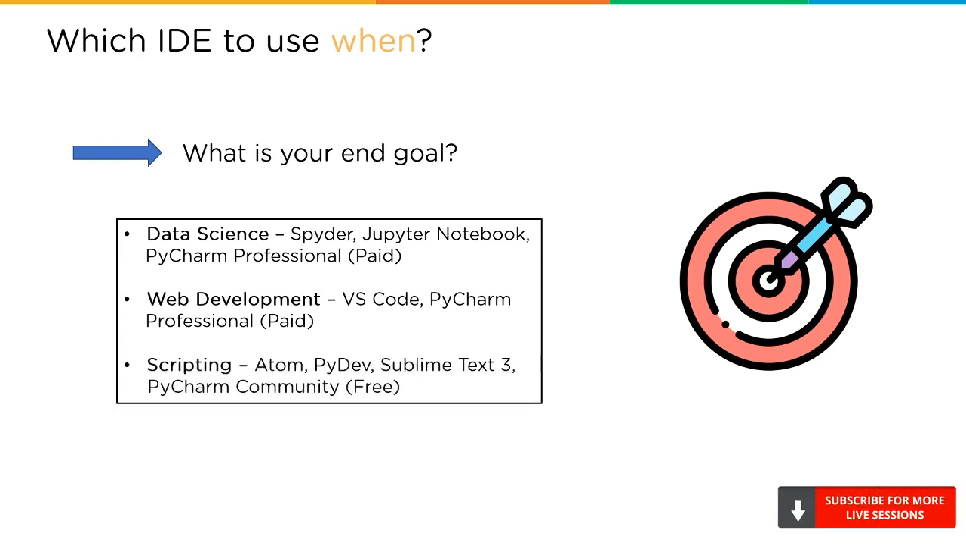Followed by that, we have the scripting. Atom, PyDev, Sublime Text 3, PyCharm Community, the free version, are the best IDEs if you are working on Python projects and other automation, QA, or quality analysis projects.